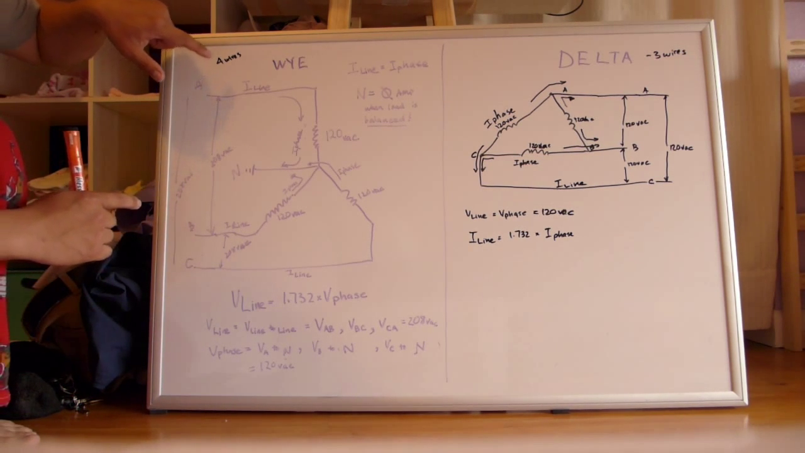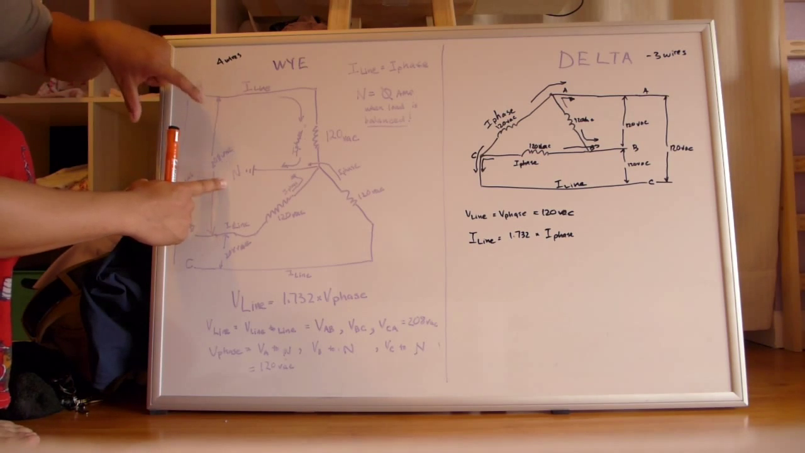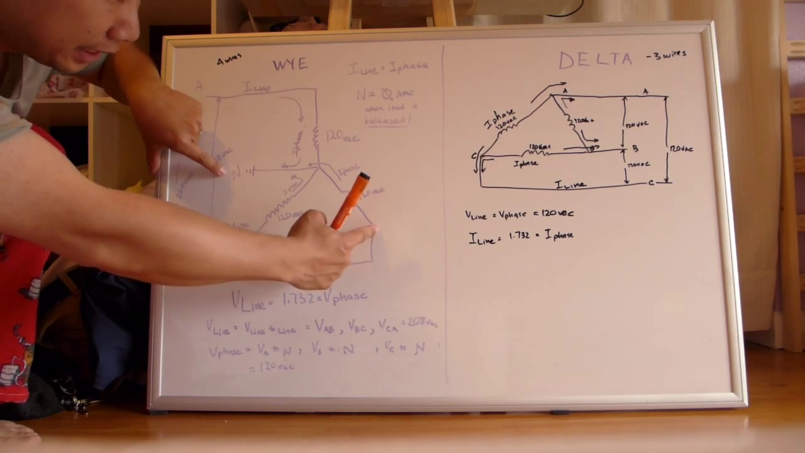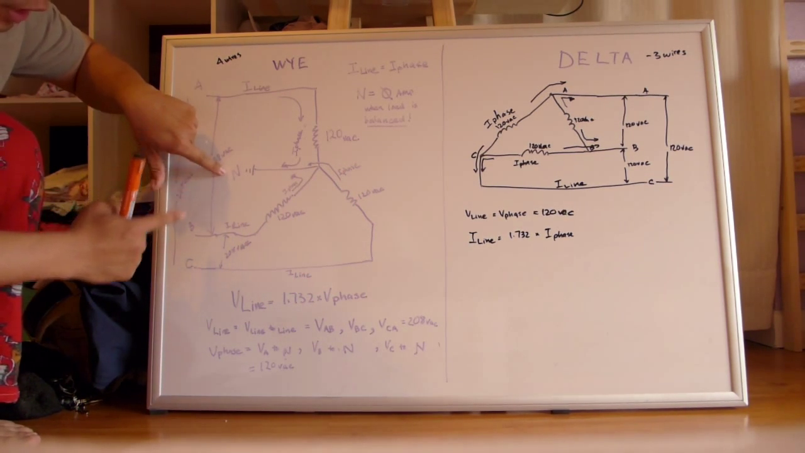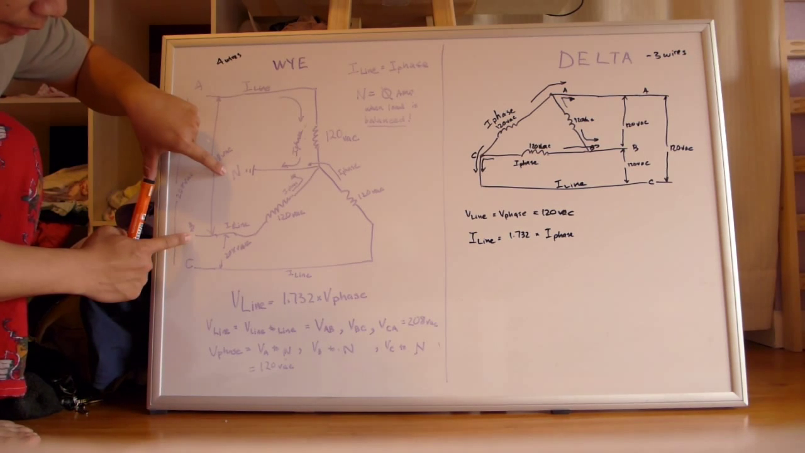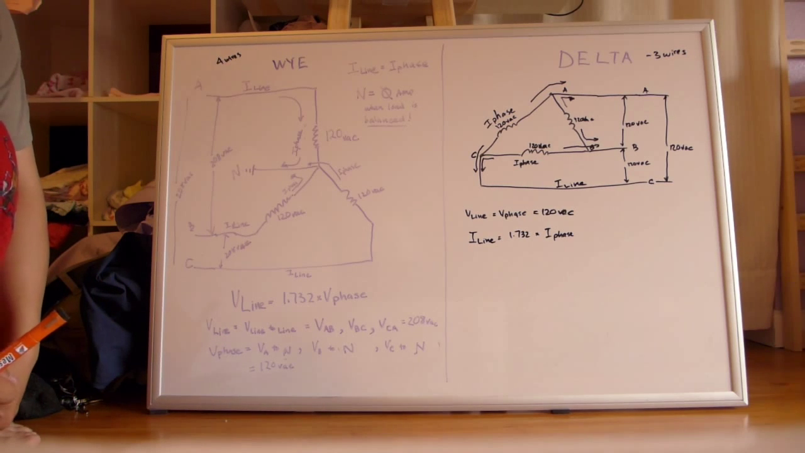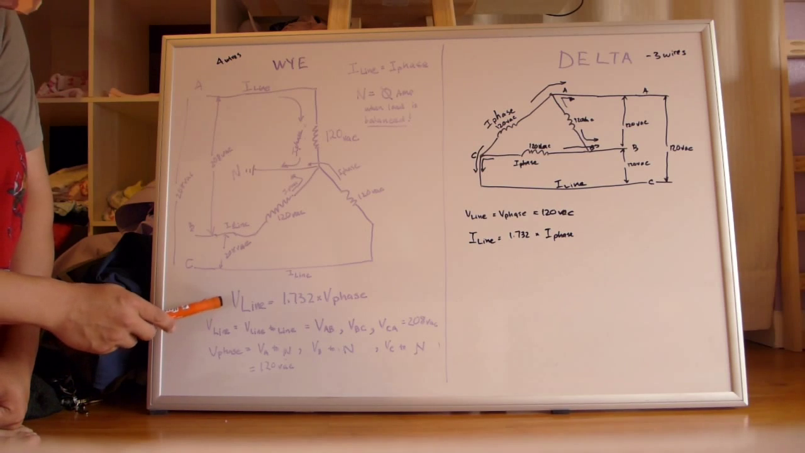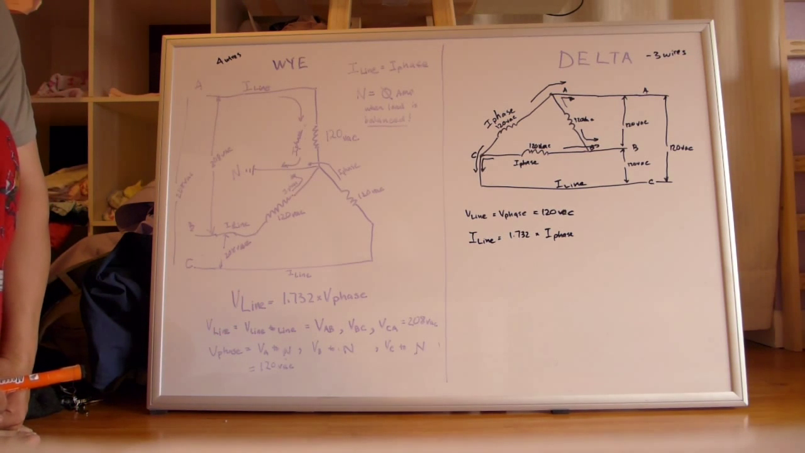Okay, you could go A to neutral, so that is V phase. From neutral you could measure point C, so that's another V phase. From neutral again you could measure VB. Those are V phase measurements. As you can see, the V line voltage is larger than V phase.